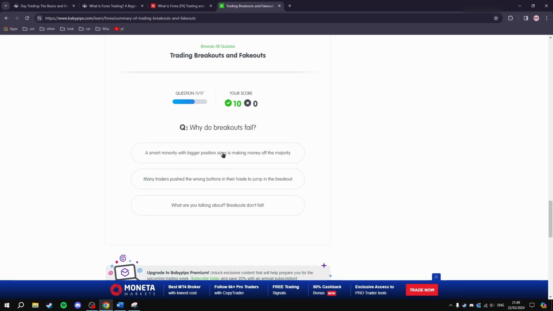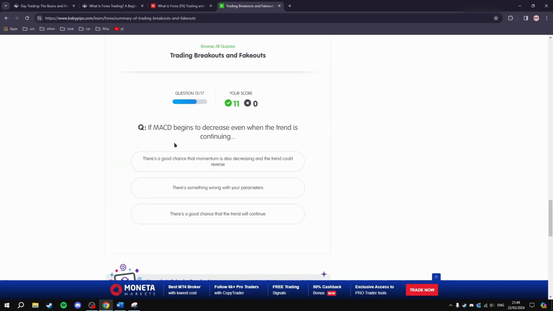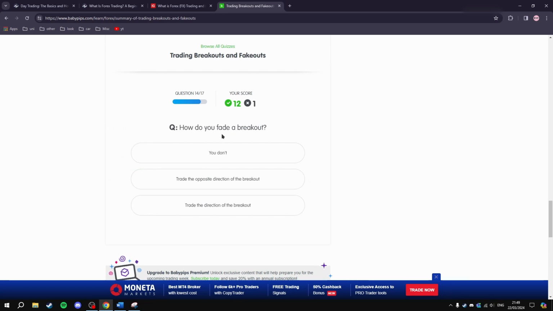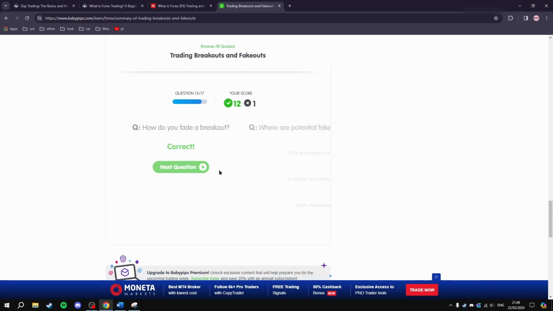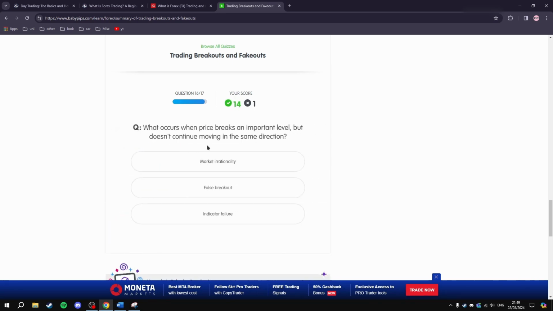Why do breakouts fail? A small minority with bigger position sizes is making money off the majority. If MACD begins to decrease even when the trend is continuing, there's a good chance that momentum is also decreasing and the trend could reverse. Which strategy tends to work well when trading breakouts? Jump in when volatility is high. How do you fade a breakout? Take the opposite direction of the breakout. Where are potential fakeouts usually found? At support and resistance levels. What occurs when price breaks an important level but doesn't continue moving in the same direction? A false breakout.